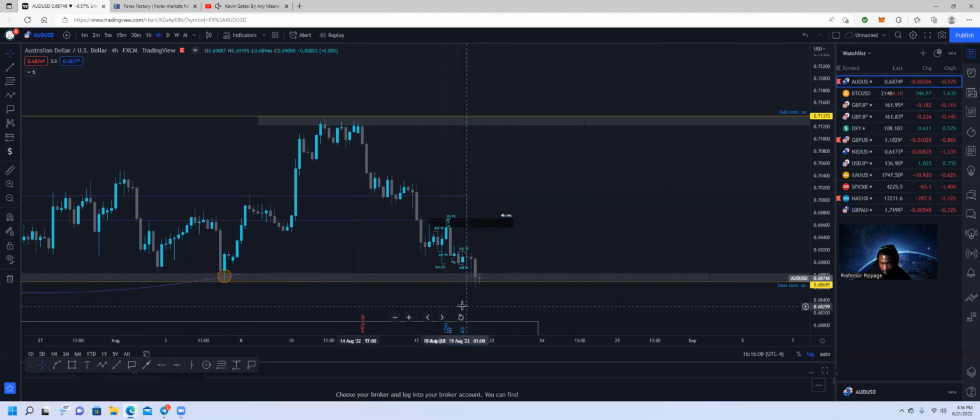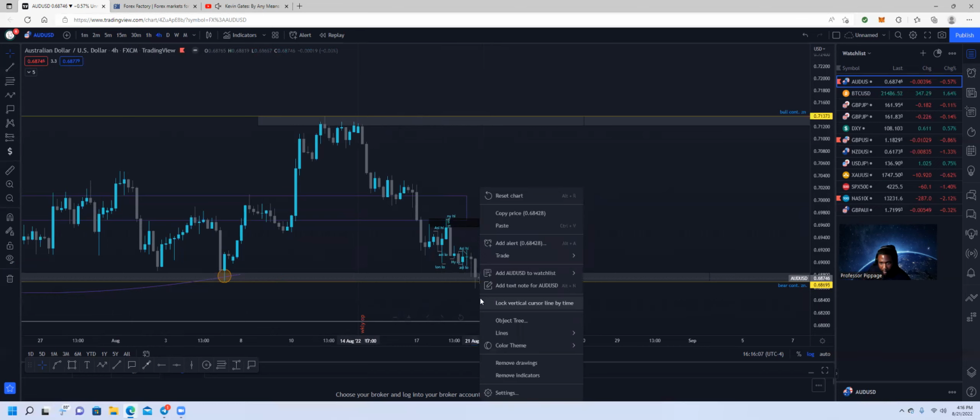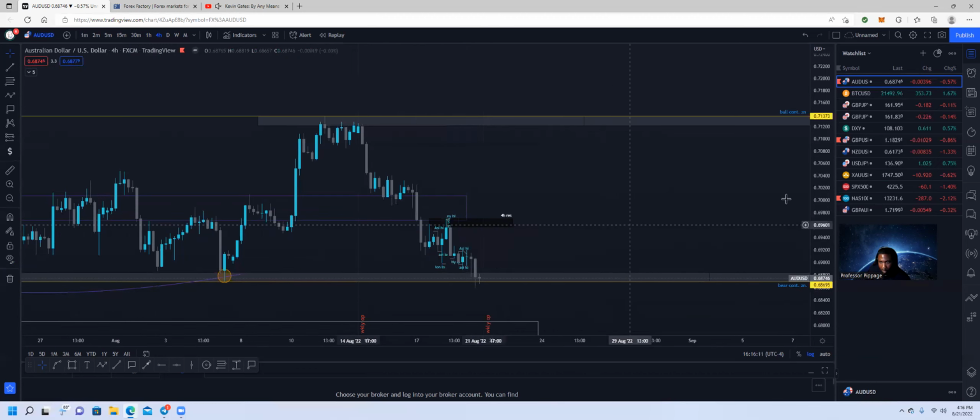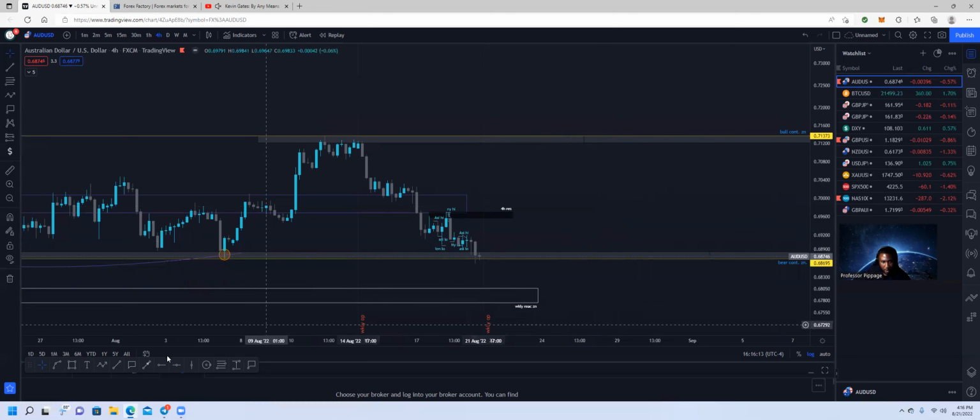We can get rid of this, and then hold on to this. Drag it over to here. Identify our weekly open. And then what we're looking to see is if price action pulls back, we got a 1 hour level right here. But if price action comes and closes above that 1 hour level, we can expect a deeper retracement back into this 4 hour resistance.